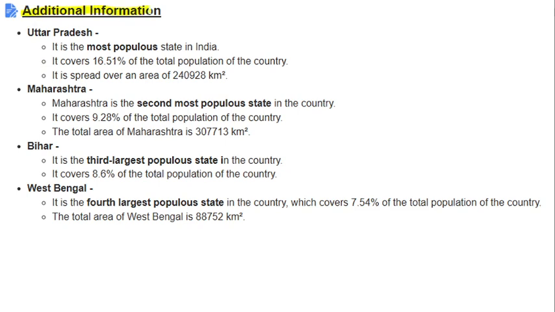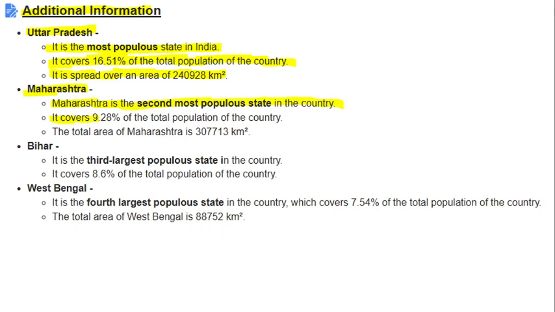Additional information. Uttar Pradesh. Uttar Pradesh is the most populous state in India. Uttar Pradesh covers 16.51% of the total population of the country. Uttar Pradesh is spread over an area of 2,40,928 km square.